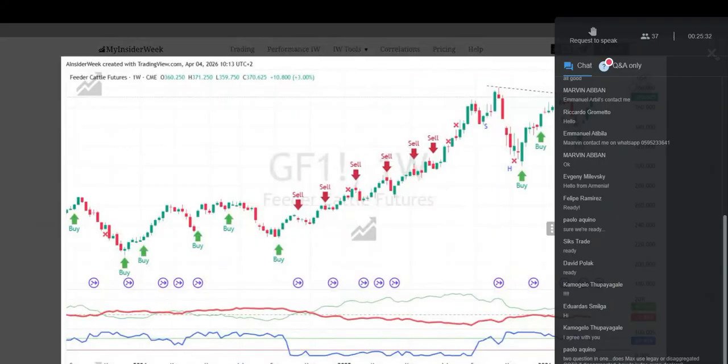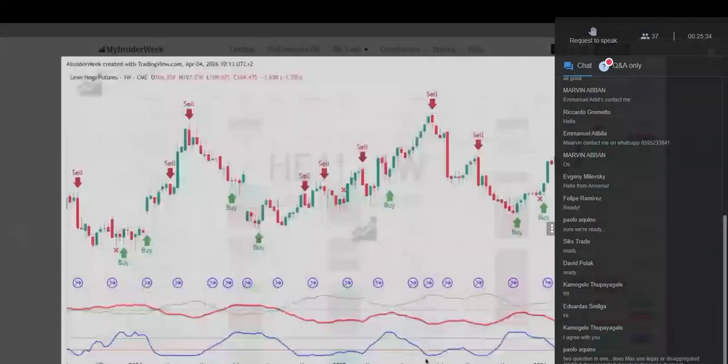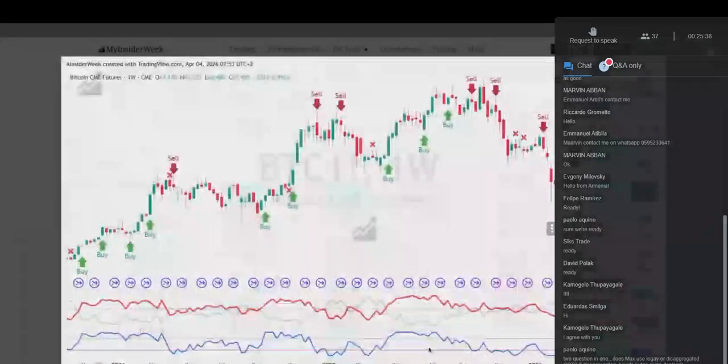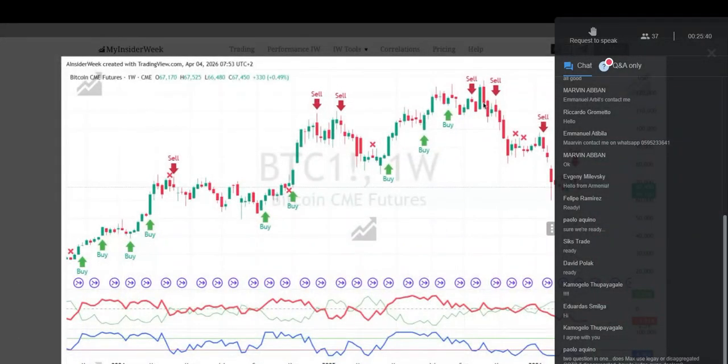Let's have a look at this market. So also strong trends in this market. And also a downtrend in Bitcoin, which you can trade based on COT data. The signal quality in Bitcoin is very high.